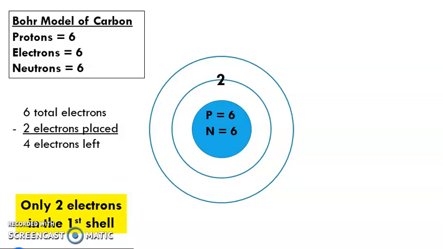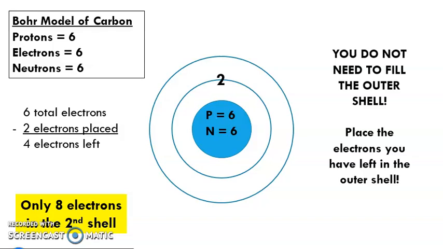Luckily, there's a second shell. So we're going to start to fill up the second shell. In the second shell, we can fit up to 8 electrons. But there's one big thing that you're going to need to remember. You actually don't need to fill up the outer shell.